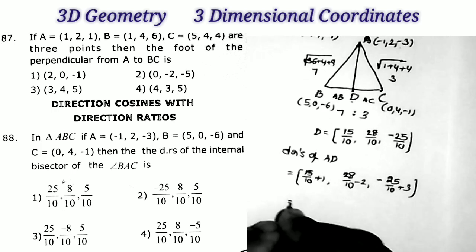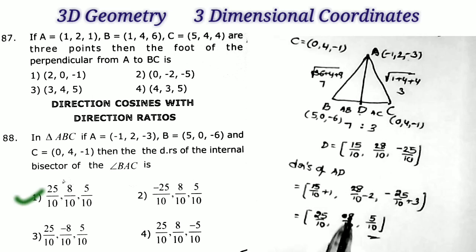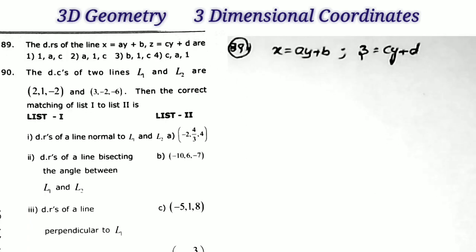So what is the answer? First coordinate is equal to 25 by 10. 28 minus 20, that is 8 by 10, minus 25 plus 30 by 10, that is 5 by 10. Therefore the answer is 25 by 10, 8 by 10, 5 by 10, and that is the first option. That's all. Next question, sum number 89.